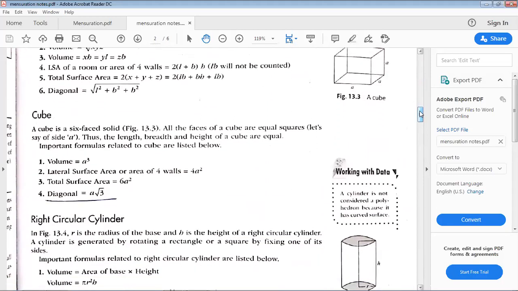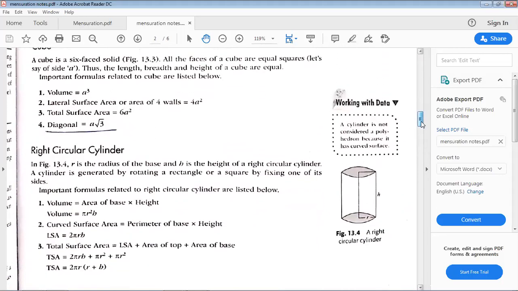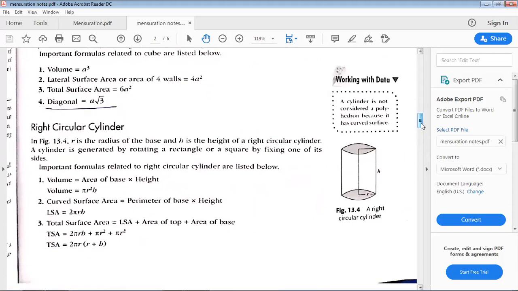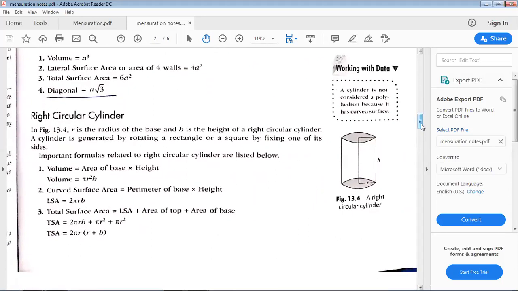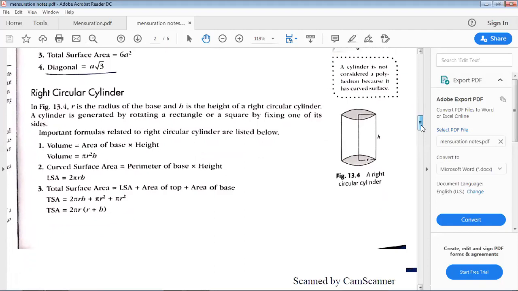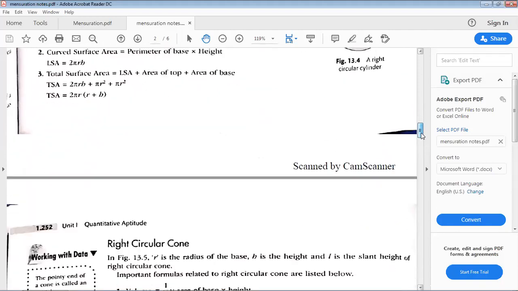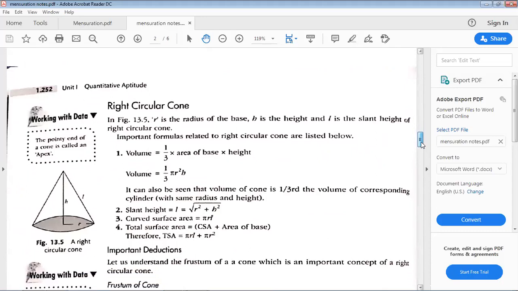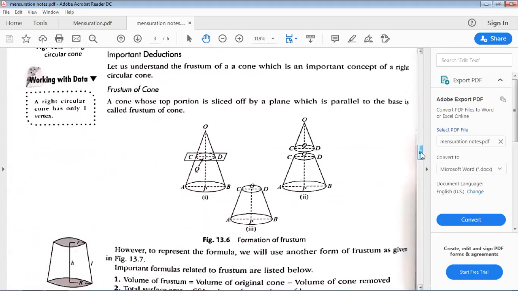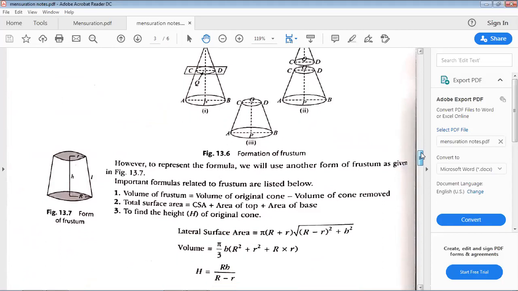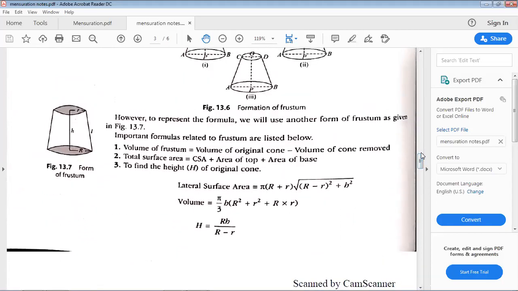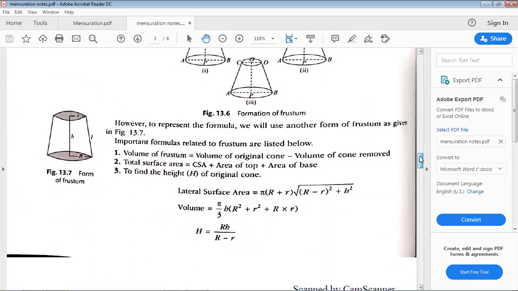The next figure is the cube, and again, the most important formula for the cube is the diagonal. The next figure is the right circular cylinder. You must be knowing the formula of this. I'm just revising it for my own convenience. Right circular cone. This frustum is very important because the questions regarding this will only need the formula. You just have to put the numericals in the formula and you will get the answer. This frustum thing.